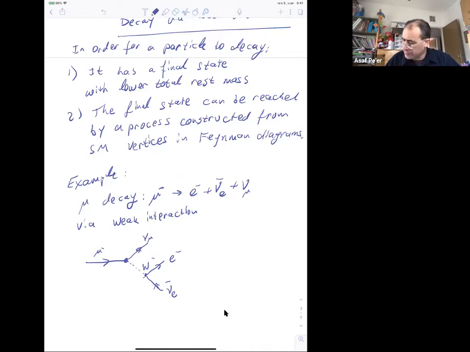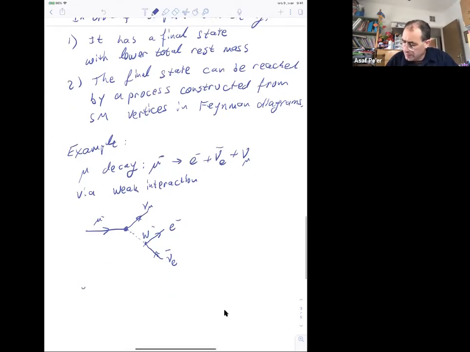Now, since the electron is the lightest, we have no way of continued decay of the electron, because any other decay would not conserve energy and momentum when we go to the center of mass. So as a result, the electron must be stable. The electron is the lightest lepton, so it is stable.